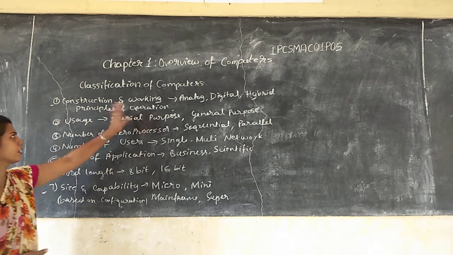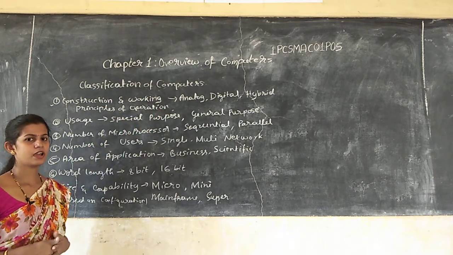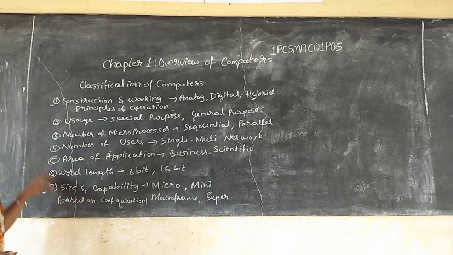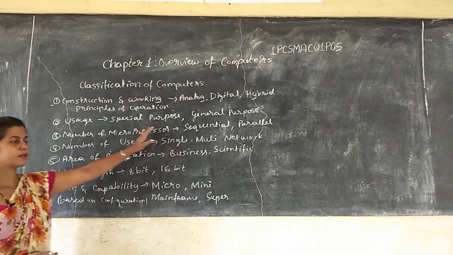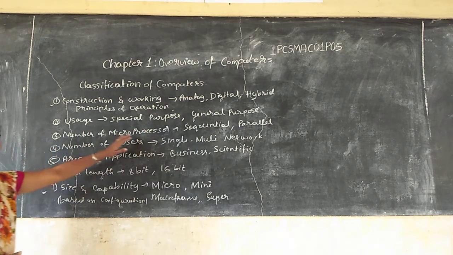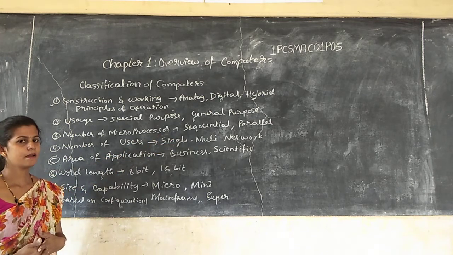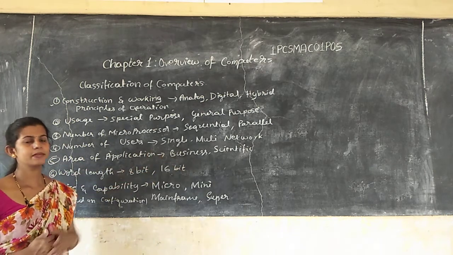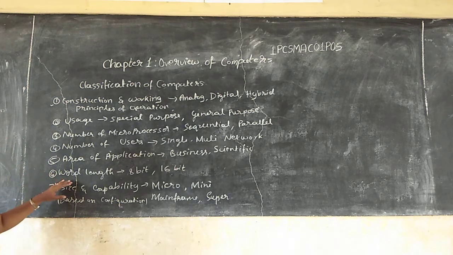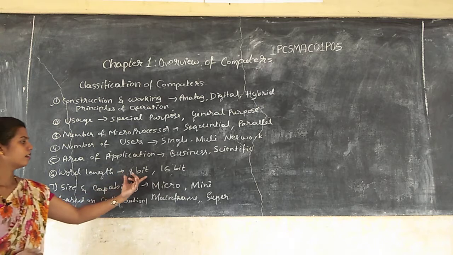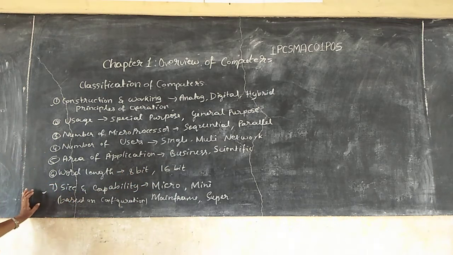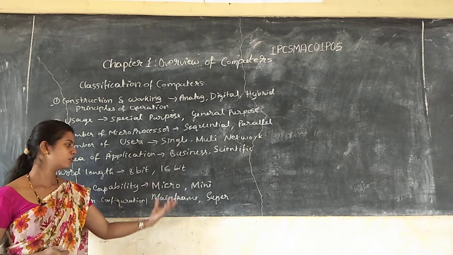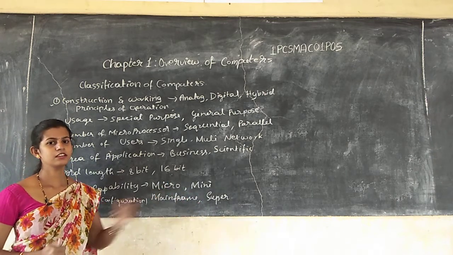And depending on the construction of working or the principle of operation, the computer is classified into analog computer, digital computer and hybrid computer. Depending on the usage, classified into special purpose and general purpose computer. Depending on number of microprocessor used, classified into sequential and parallel computer. And depending on the number of users, it is classified into single and multi-network computer. And depending on the area of application, computer is classified into business and scientific computers. Depending on the word length, it is classified into 8-bit and 16-bit computers. And last, depending on the size and capability or based on the configuration, computer is classified into microcomputer, mini computer, mainframe computer and super computer.